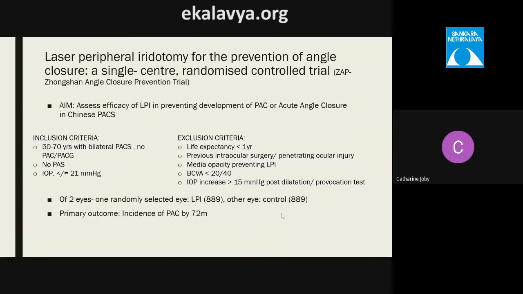Among the two eyes, one randomly selected eye was assigned laser peripheral iridotomy and the other eye was kept as a control. A total of 889 patients were enrolled in this study. The primary outcome was measured in terms of incidence of primary angle closure by 72 months of follow-up.